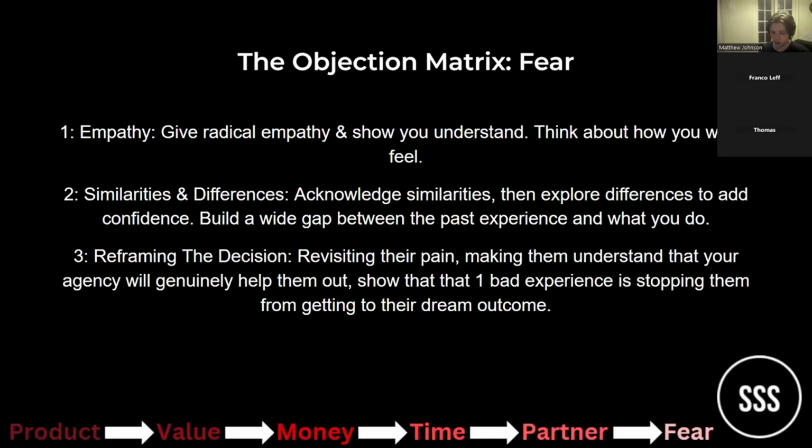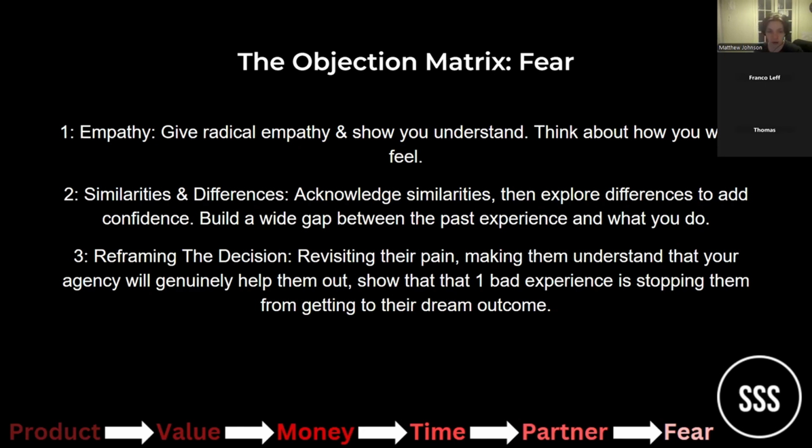So first of all, and this goes with the other one as well, especially when it comes to fear, you need to give empathy, right? Think about how you would feel in that situation, where you're just a gym owner trying to grow your gym maybe, and you've been scammed by an agency, and now there's another agency trying to sell you something that seems kind of similar. You need to have that empathy and really understand where they're coming from, right?